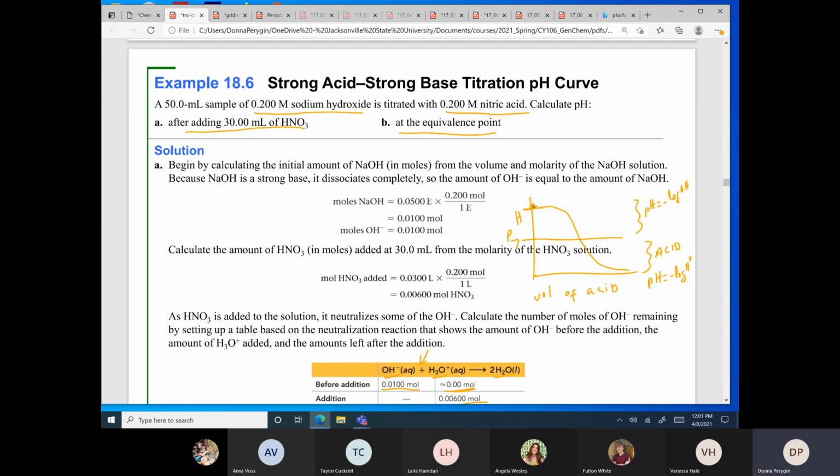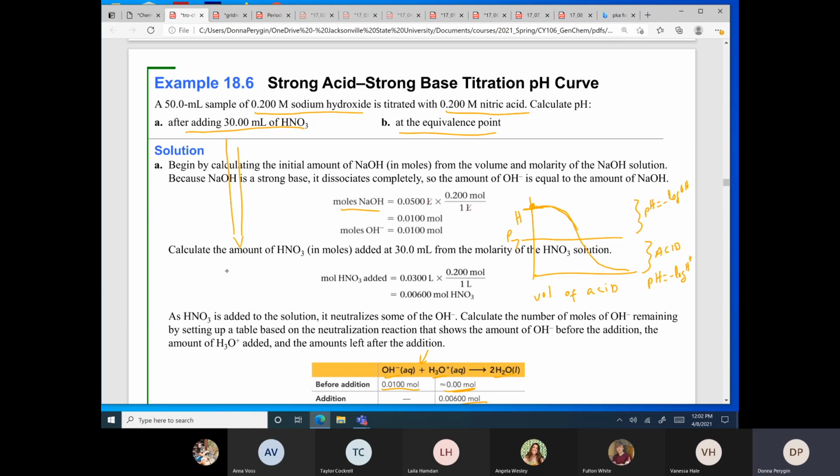So we're going to be at high pH, and we're going to titrate with nitric acid. So the pH is going to be going down. First we have to calculate the concentration. So begin by calculating the moles from the concentration, the moles of sodium hydroxide that we have in our flask. So let's look at what that flask looks like.